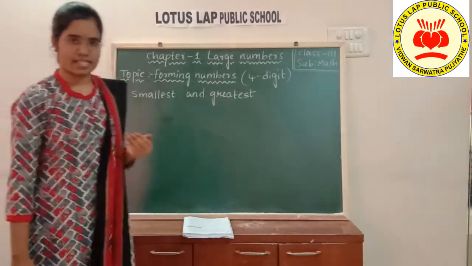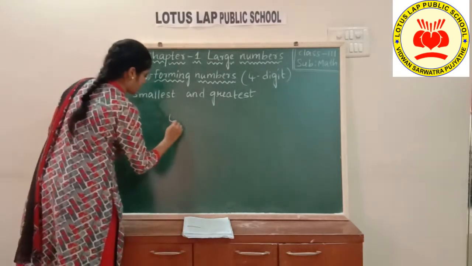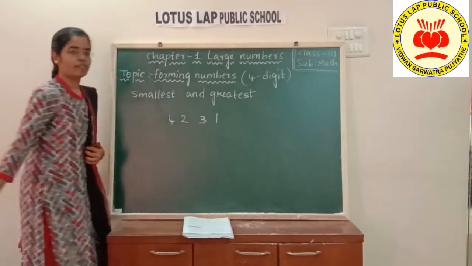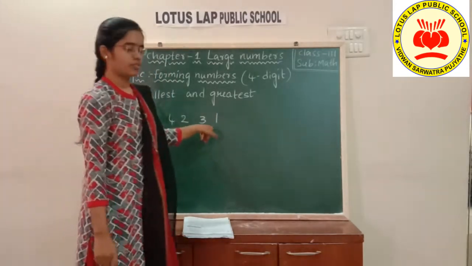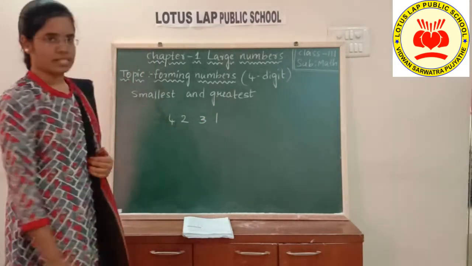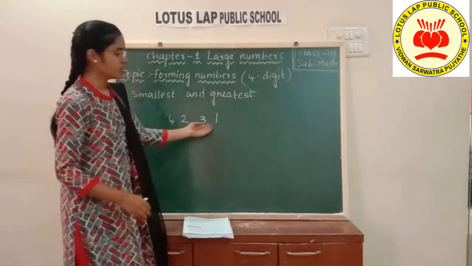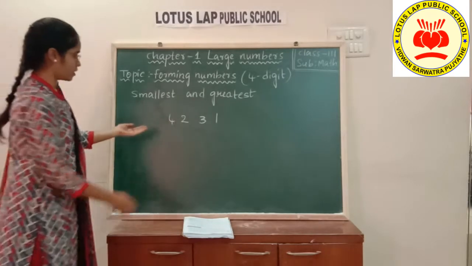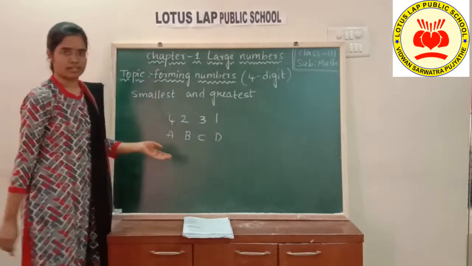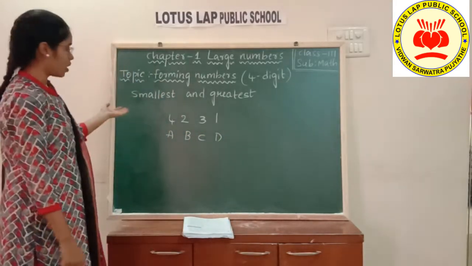Let us consider an example. Let us take 4 digits, children. I will be taking 4, 2, 3 and 1. 4, 2, 3 and 1 are my digits. See, for example, you consider I have conducted a game. Here are the scores of the 4 students. I am considering A, B, C, D. Now I want the greatest number first or the smallest one.